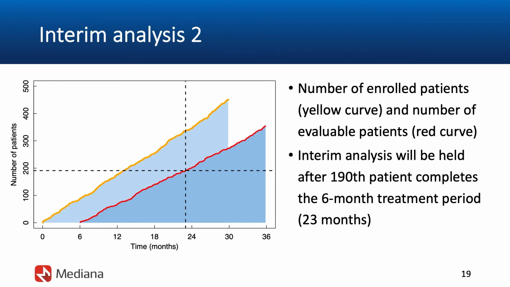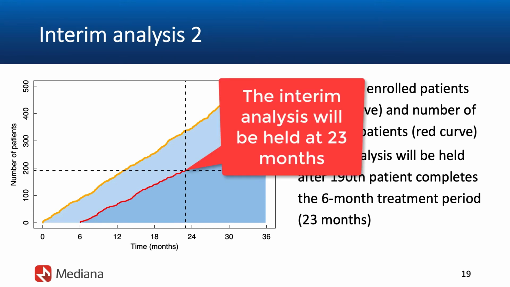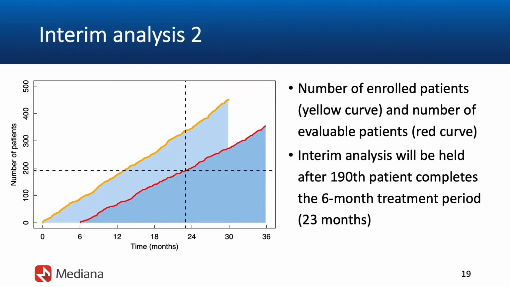And therefore, if this interim analysis is held after the 190th patient completes the 6-month treatment period, and looking at this figure, we'll see that in this particular case, this is expected to occur about 23 months from the beginning of this study. A fairly large number of patients will be enrolled into the trial by that point.